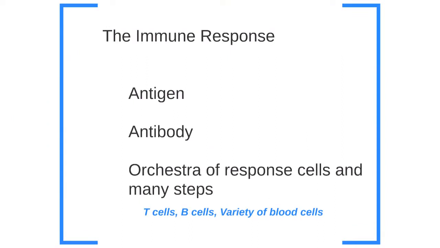When we have an immune response, we have an orchestra of cells that are involved. We have an antigen, which refers to the foreign body, and our body makes antibodies in response.